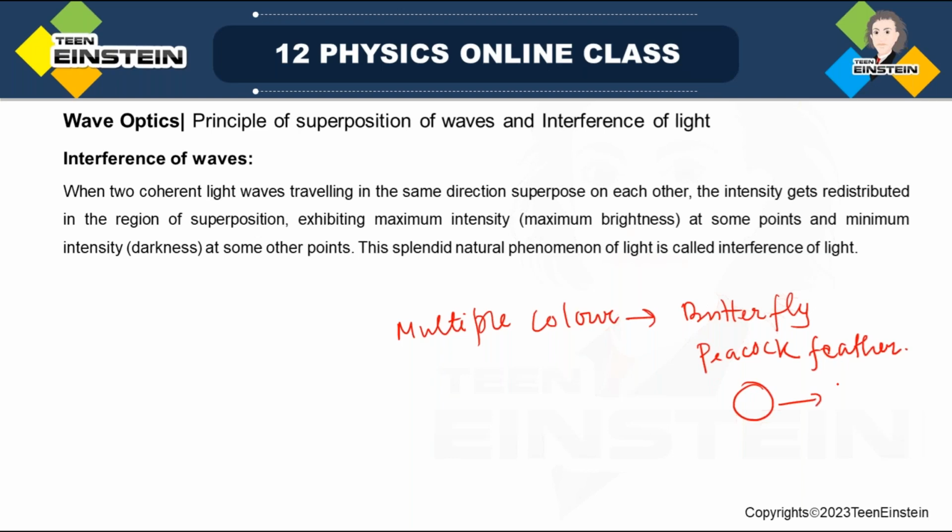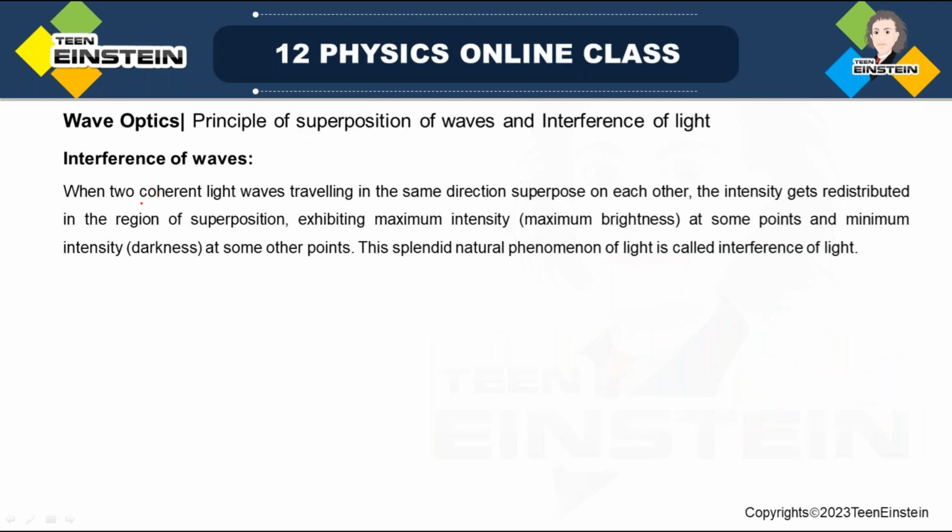Soap bubble. Here, whatever colors we see, whatever phenomenon we see having multiple colors, most of them are actually coming from the interference of light. So in nature we see beautiful combinations of colors due to this interference phenomenon of light. So what is interference of light? Let us see the definition.